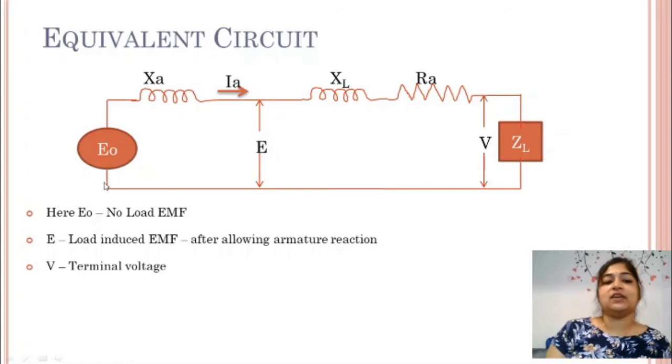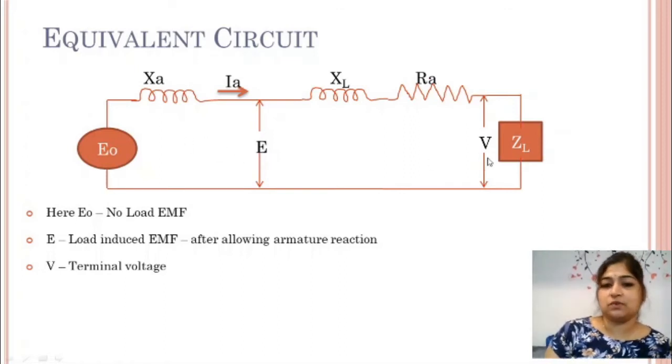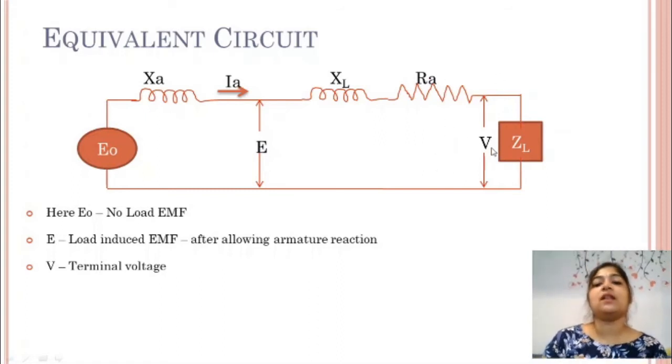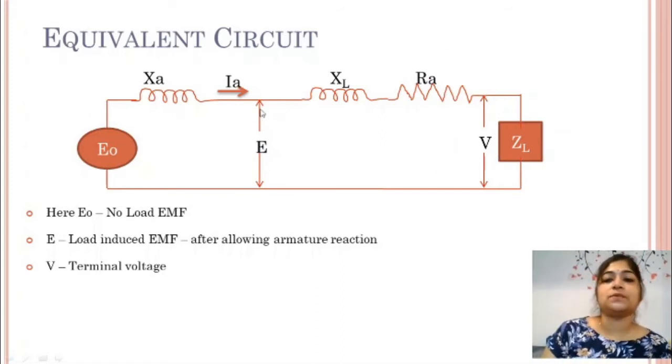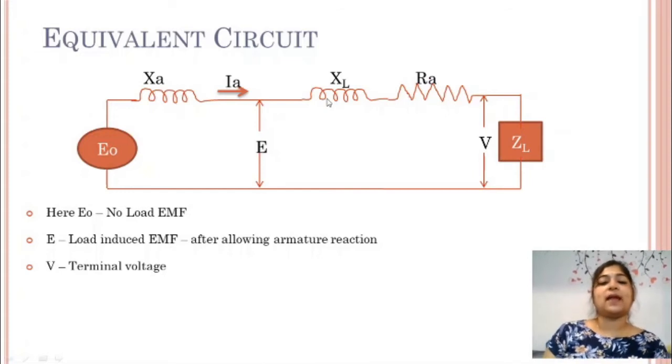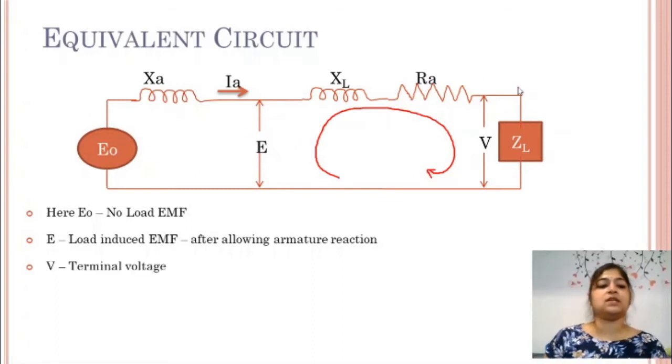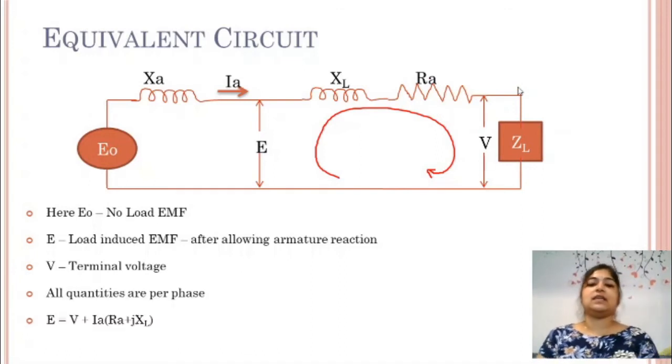Now ideally E naught should be the same as E, which should be the same as V, but practically it is not possible. E is not equal to V, but E equals this drop plus V, meaning E is supplying the terminal voltage as well as these two drops across RA and XL. So I can apply KVL here. If you want, you can give the polarities and apply KVL. So you will find that E is equal to these drops plus the terminal voltage. So E is equal to V plus IARA plus IAJXL.